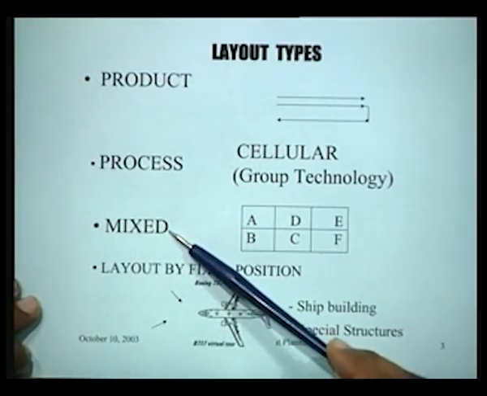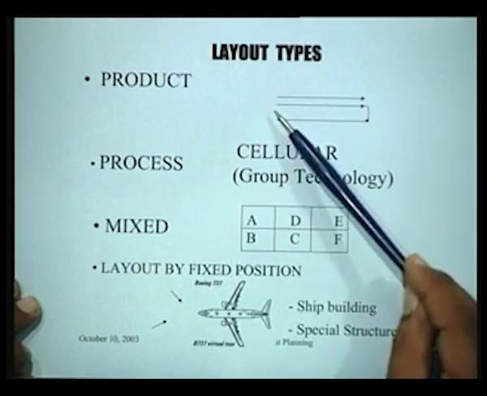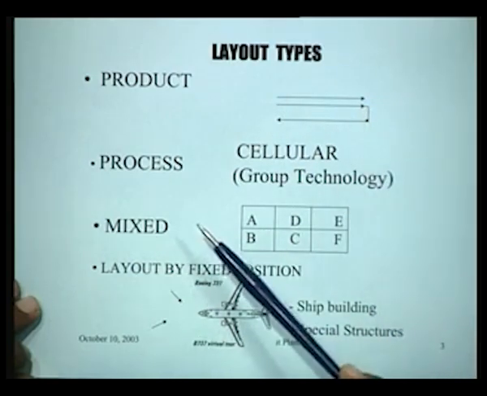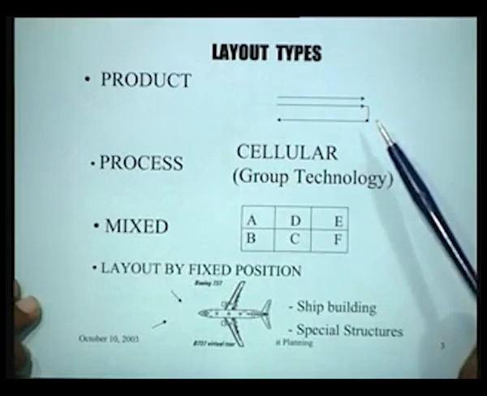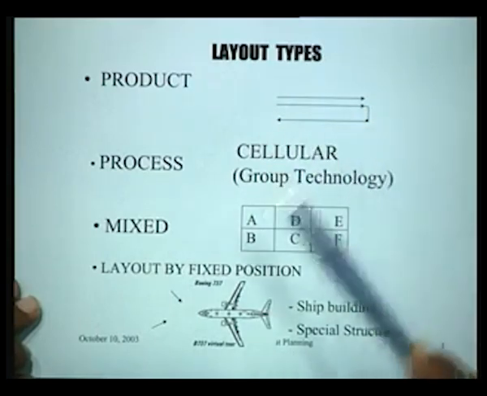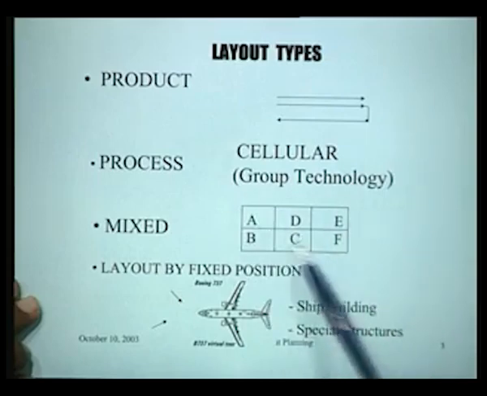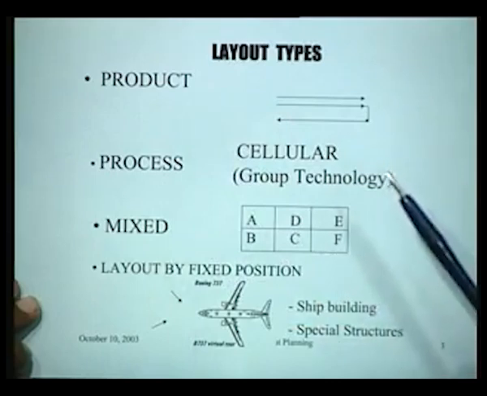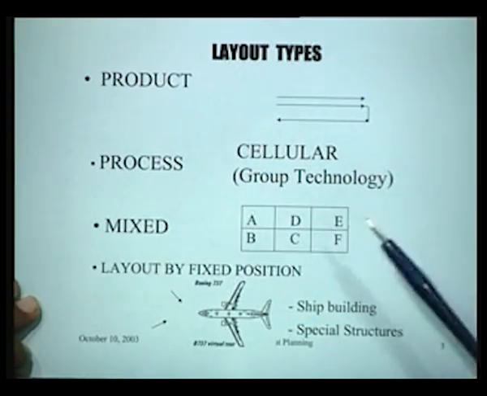For instance, if you go to a factory like Maruti Udyog, you would find that the final product is being produced on an assembly line. So it's a product layout, but the various components which go into the product are actually being produced in a process layout in different shops. So you invariably have a mixture of both the product and the process layout in various organizations.